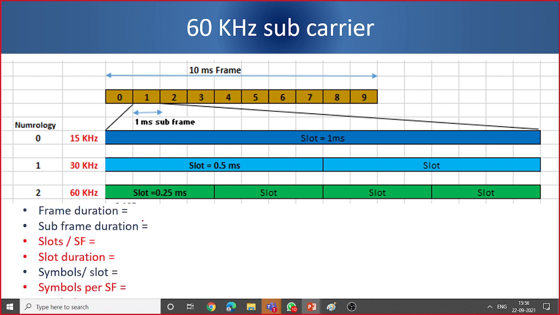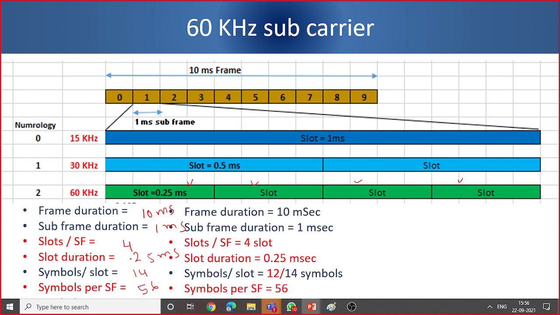So here also your frame is 10 millisecond, your subframe is 1 millisecond. And how many slots now? 4. 1, 2, 3, 4. So slot duration has become again half, 0.25 millisecond. And then how many symbols per slot? It is always 14. And here how much will it come? There are 4 slots. 14 into 4, how much? 56. Right.